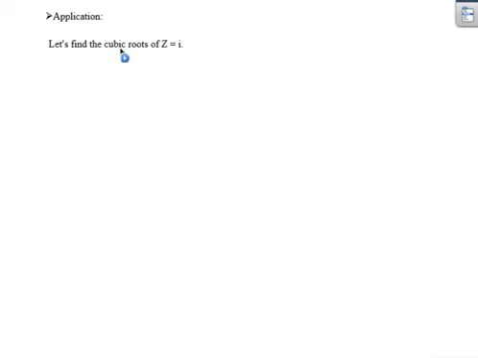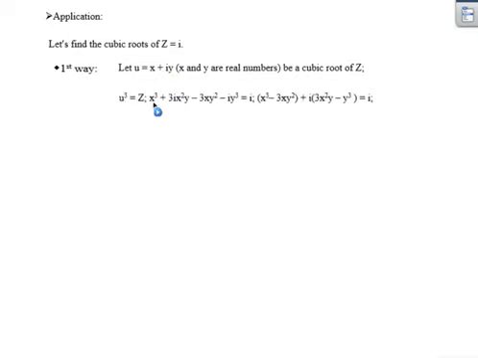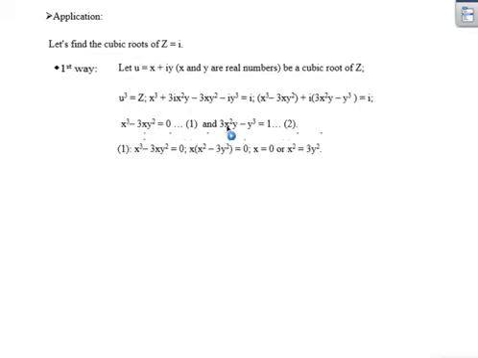Let us find the cubic roots of z equals i. First way, the algebraic way, x plus iy. Assume u equals x plus iy, u cubed equals z. We expand and we get this. By comparison, real part equals real part, imaginary equals imaginary. We get these two equations and we solve them to get x and y.